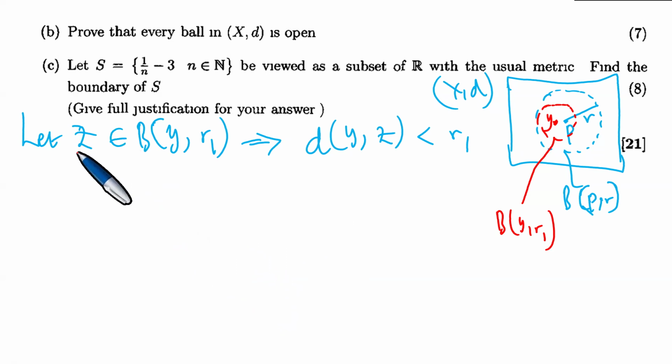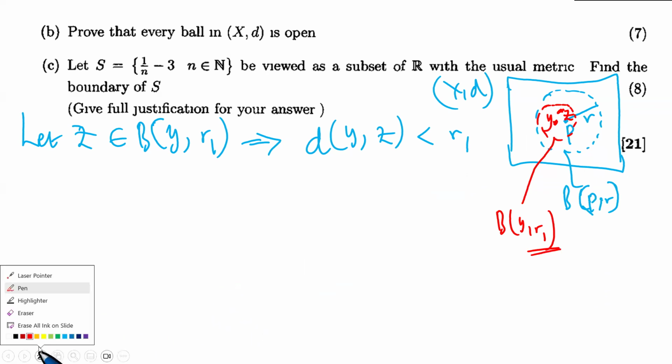Now we are saying let Z be a point in this red one. So in the red one, we are taking a point we call Z. And then we're saying the distance between Y and Z is smaller than R1. Well, it is true because both points, Y and Z, are in the red ball, and the red ball has a radius R1. So the distance between these two is smaller than R1. So indeed, that is true.